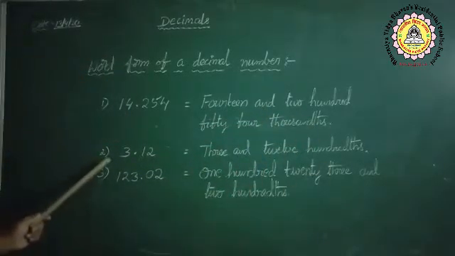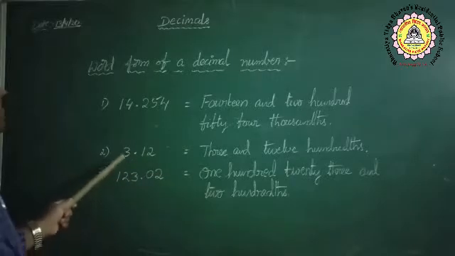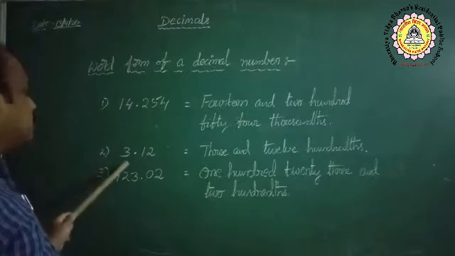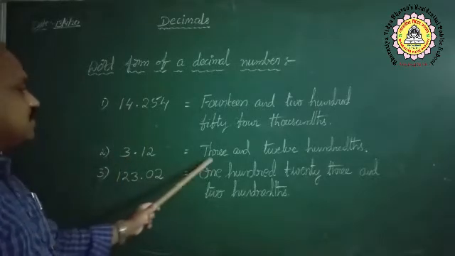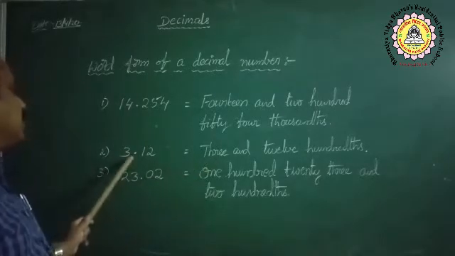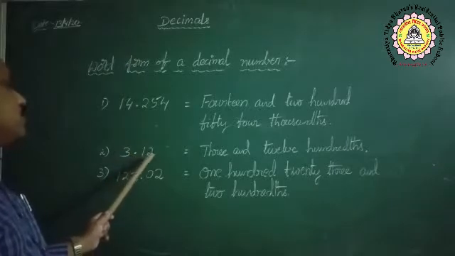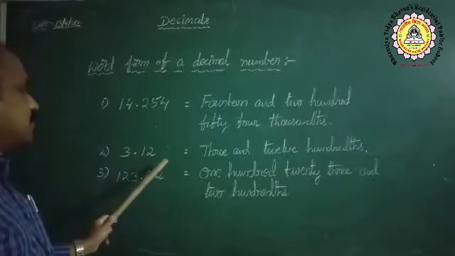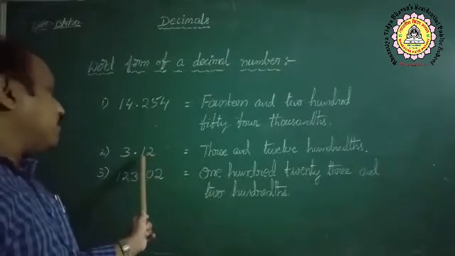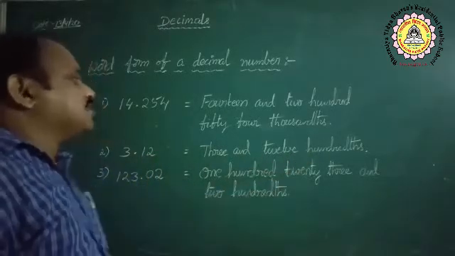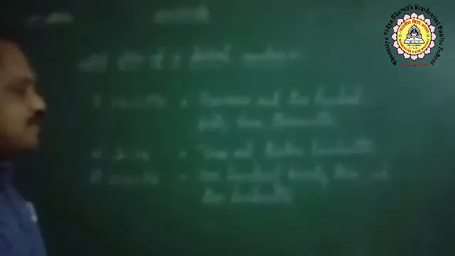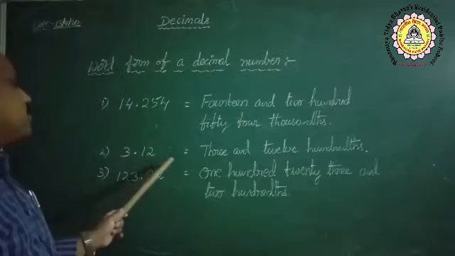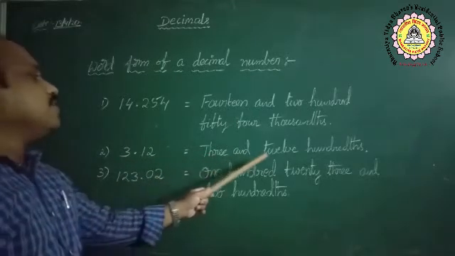Now let's come to the next example, 3.12. Here, what is there in the whole part of this number? 3 is there, so the 3 we can write here. And point, after that 1 and 2 is there. 1 is in tenths place and 2 is in hundredths place. That one you can write as 12 hundredths. That means 12 by 100. Okay, so 3.12 is equal to 3 and 12 hundredths.